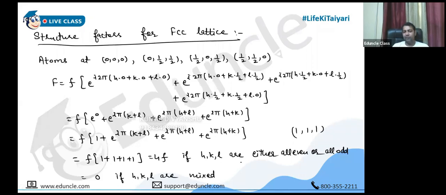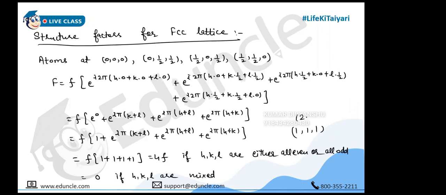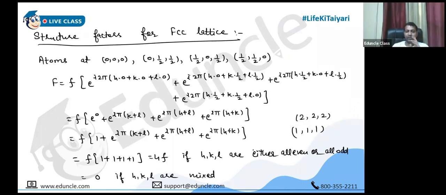This one is clear, na? The all even, all odd case. Or do you need more examples? I have given 2 examples, all even and all odd. In both the cases, we are able to get 4f. Clear or not? Now let us discuss the example of the mixed one.